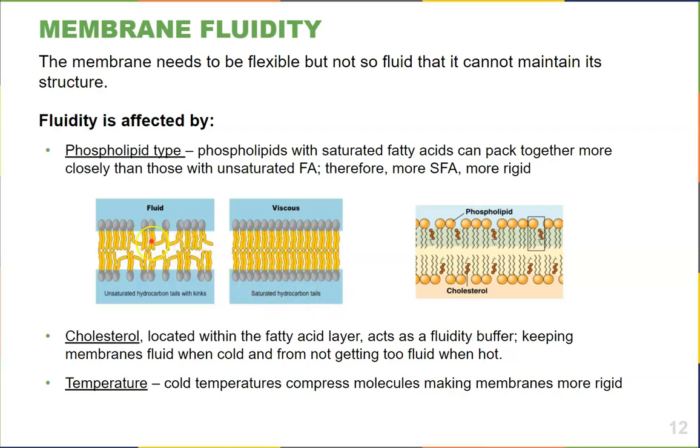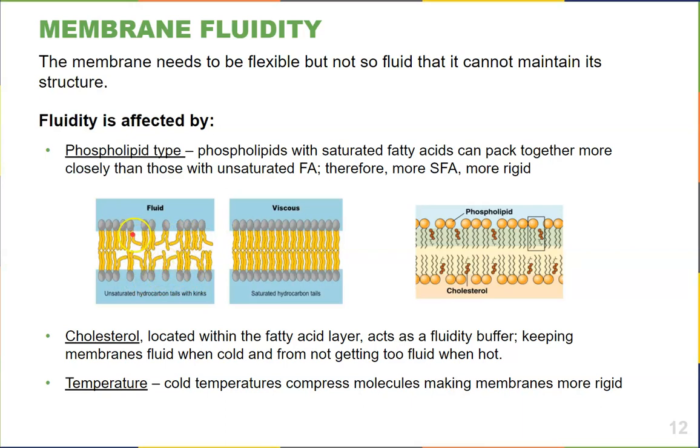So a fluid membrane looks more like this. There are more unsaturated fatty acid tails, and so you can see there's more spacing in between phospholipid heads because of those tails.